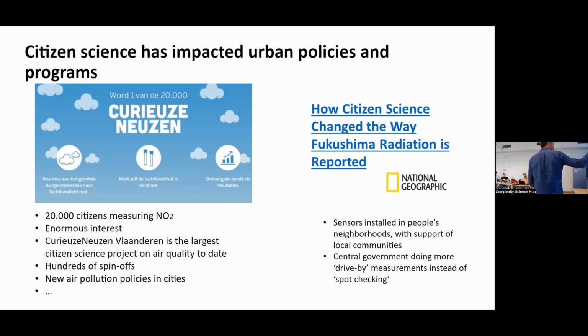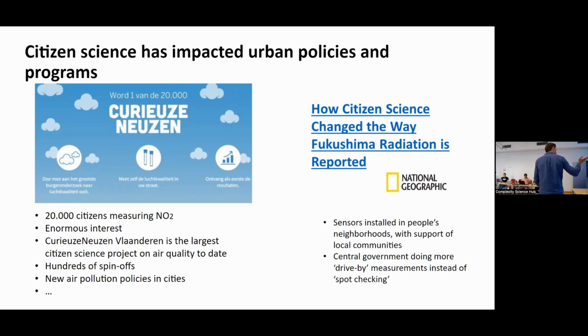And it actually forced the central government in Japan to do more than spot checking. So what you have with the Speedy network, for instance, and other monitoring stations, is that they're fixed, and they're just in very specific places scattered around the country, but they're not fine-grained enough. This was a criticism coming from citizens, because ultimately, let's say a mother or father takes their kids to school, they want to know if the kid can play in the sand in the playground. They want answers to very specific local needs.